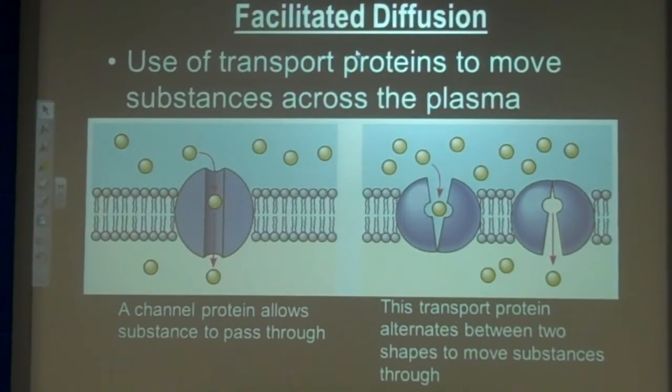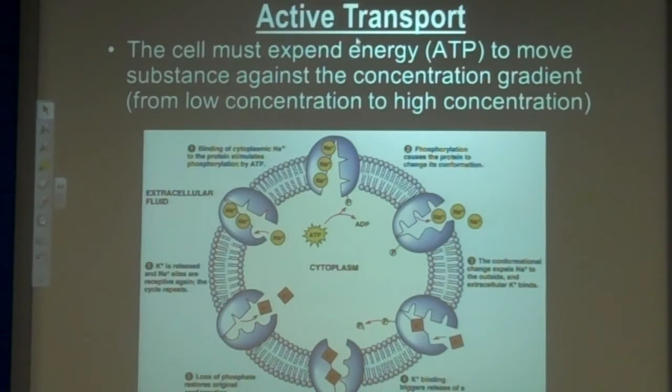So you need a transport protein for facilitated diffusion, just like you do for active transport. The difference is that with active transport, where are you going? Against the concentration gradient, so therefore it takes energy. It's like you're going uphill. You should know that the prime example of active transport is the sodium-potassium pump.